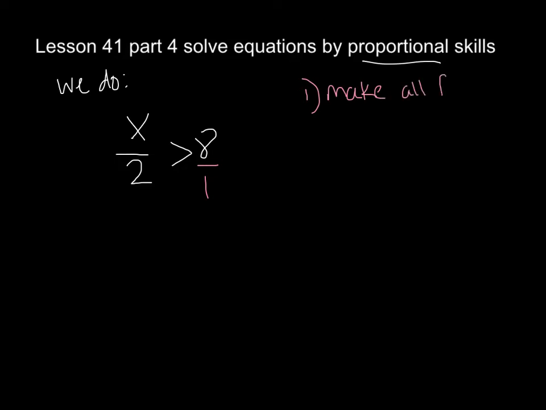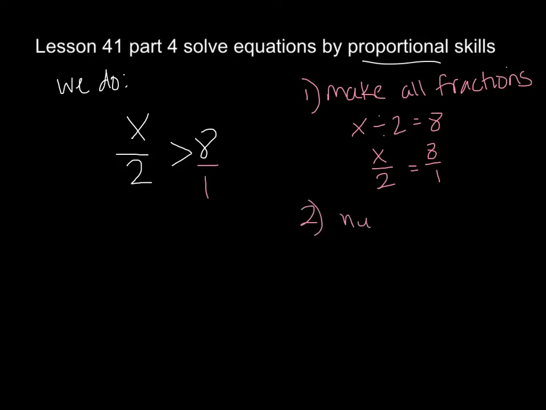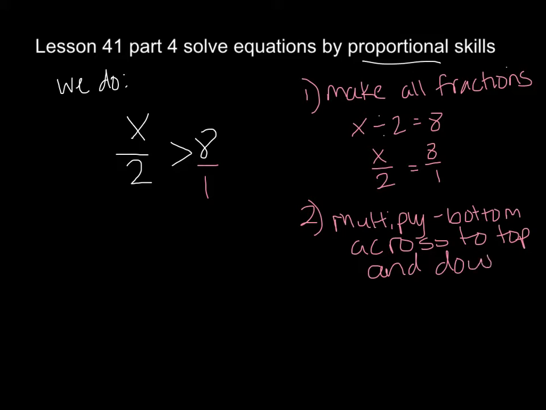all fractions. So one of those numbers is a fraction already. Or if it wasn't, it was x divided by 2 equals 8, and we've made it x divided by 2 equals 8 over 1. Okay. So that's step 1, make them all fractions. Step 2 was to multiply, that's an M, multiply. In this case, it's bottom across to top and down. Here's what I mean.